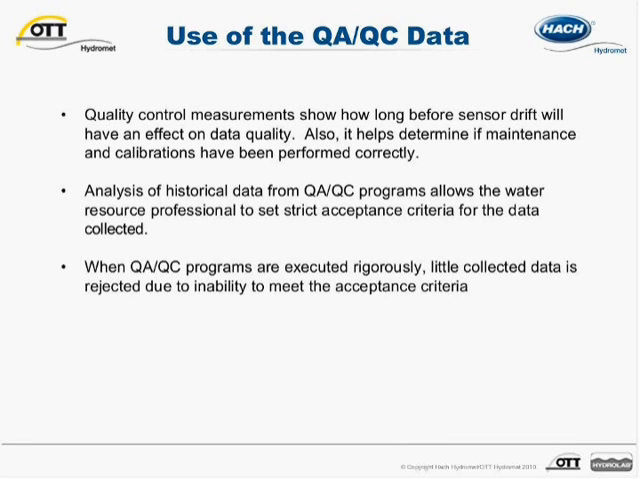Analysis of historical data from QA/QC programs allows water resource professionals to set stricter acceptance criteria for data collected. The absence of robust QA/QC data often leads professionals to falsely reject data that may have been okay. Groups that have good QA/QC programs generally end up rejecting less data than those groups with lax or maybe even non-existent programs. So while the effort of instituting a robust QA/QC program may be great, the payback and benefits can be substantial.